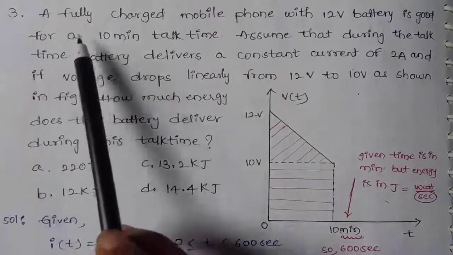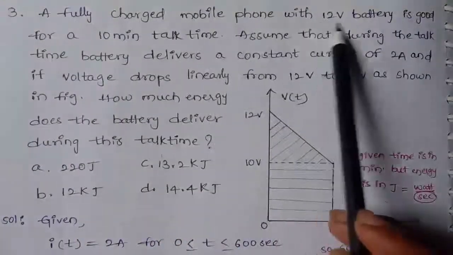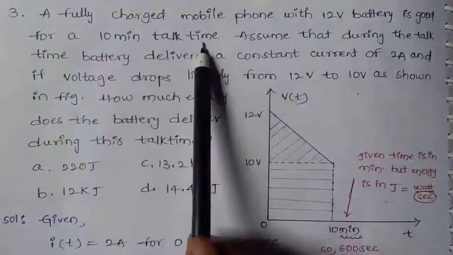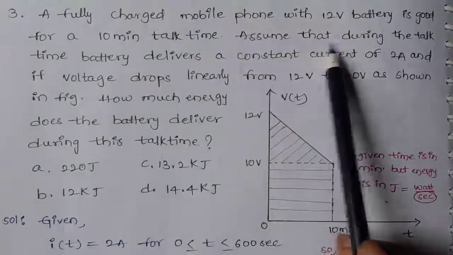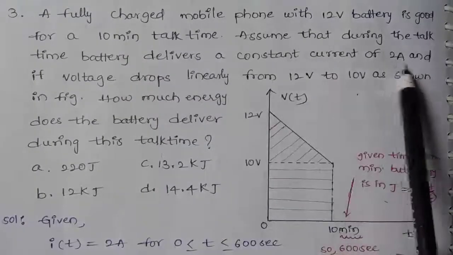Now we'll be solving our next question. Look at the question. A fully charged mobile phone with a 12-volt battery is good for 10 minutes of talk time. Assume that during this talk time the battery is going to deliver a constant current of 2 amperes.